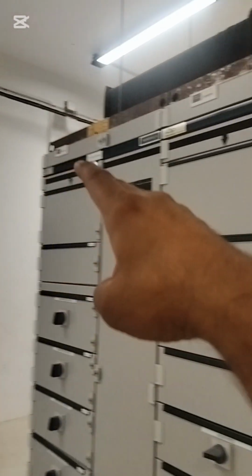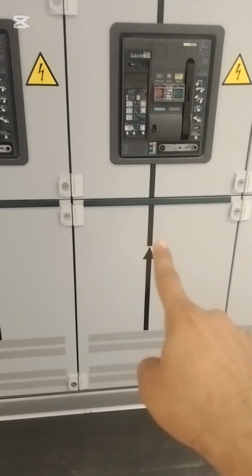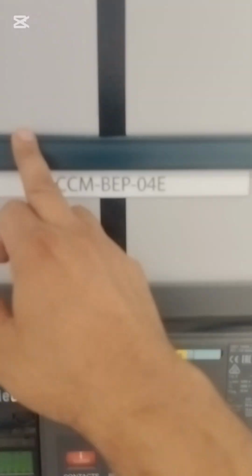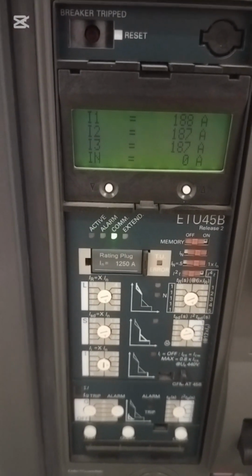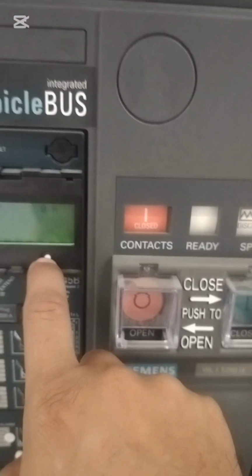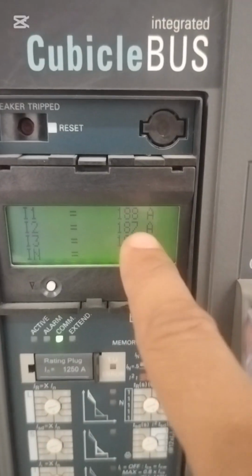Okay. Last panel. Okay. How much is the incoming? I will show you. Okay. This is incoming. This is outgoing. This is another outgoing for the other panel. Okay. So here you see the ampacity, 1250 amperes. Okay. So here you can see how much is going in one phase, 183, 188, same like this. Okay. So this is for the generator.